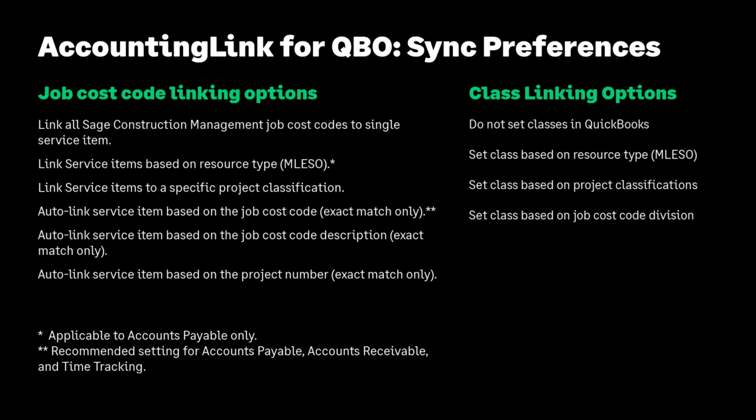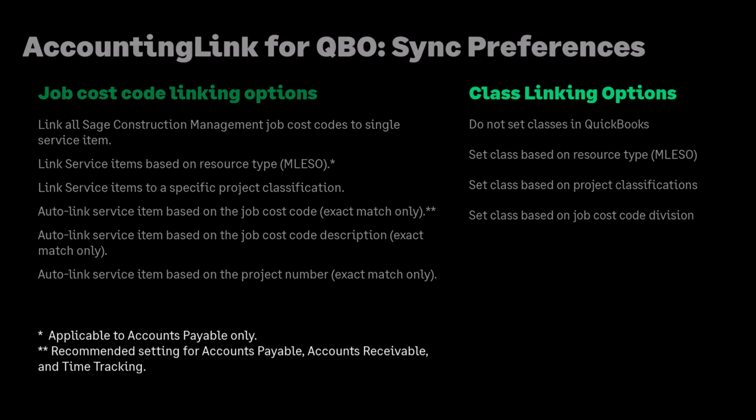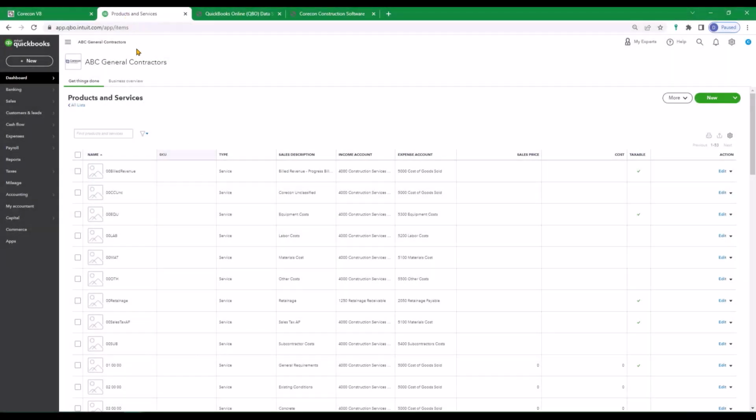and scroll down, you're going to see another slide that shows those same job cost code linking options for sync preferences, but also how you can add another layer of detail by using class linking. Notice that not all of the methods for the service items can be used for class linking, but by using classes you can combine and add an additional level of detail. Back to QuickBooks Online, service items.